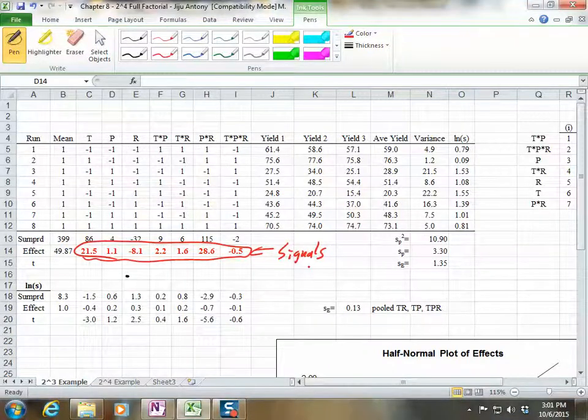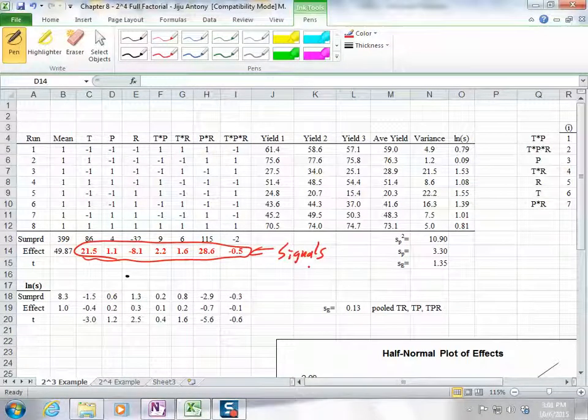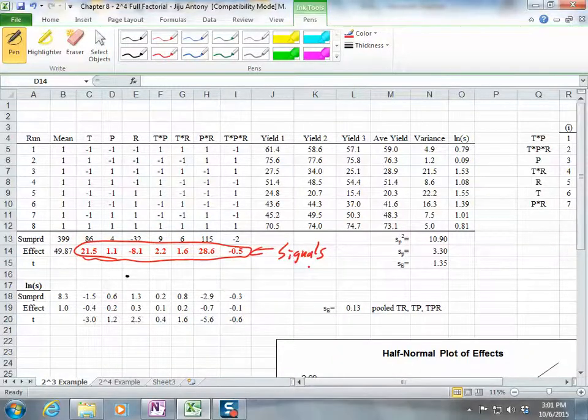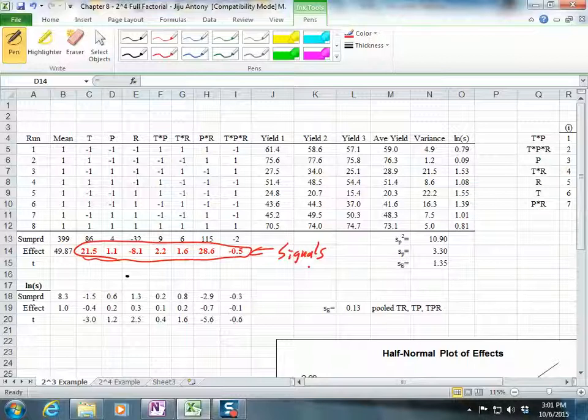So if you had to just guess, you'd probably say the temperature effect looks real, right? The pressure residence time interaction looks real. Maybe this residence time main effect looks real. And why is it negative? What does that mean? When you increase residence time, what happens to yield? It goes down. That's why it's negative. Yeah?